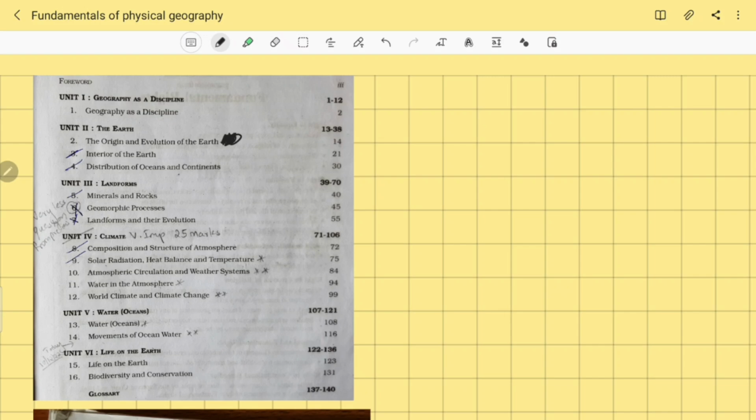Some people might not be able to attend coaching classes because of financial constraints, but I would like to make sure from my end that everyone has that same base.